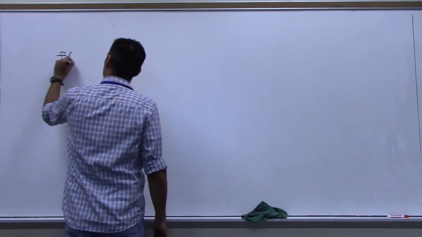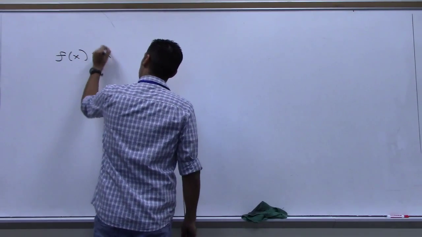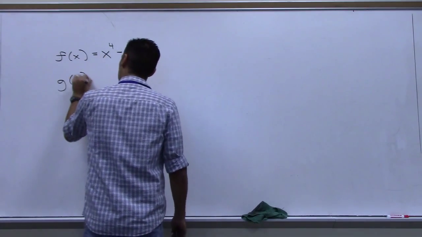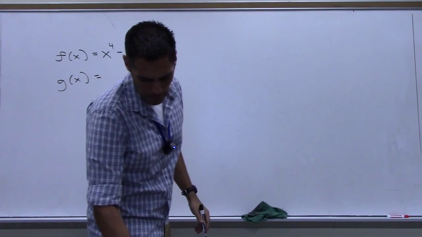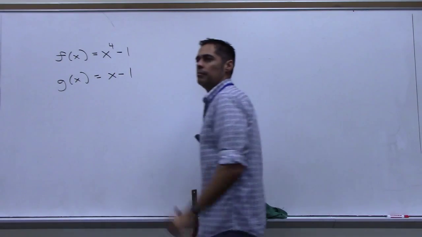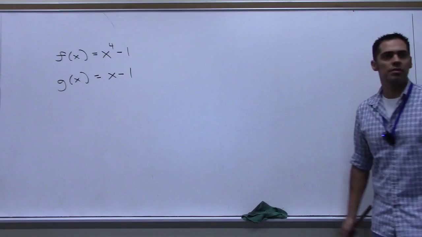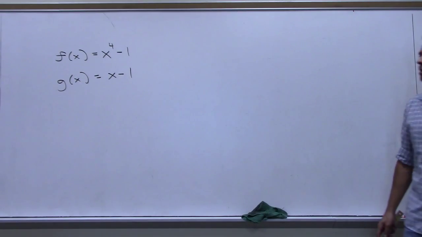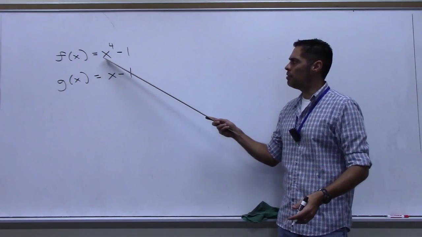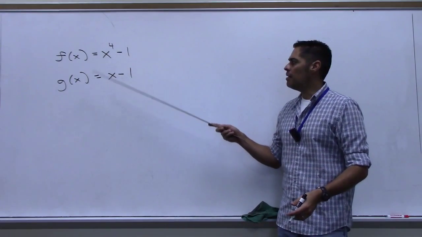F of x equals x to the 4th minus 1. G of x equals x minus 1. I'm giving you 2 functions, right? And you could graph these, right? You could graph that f, and this would be a polynomial function, wouldn't it? And this one would be a line.